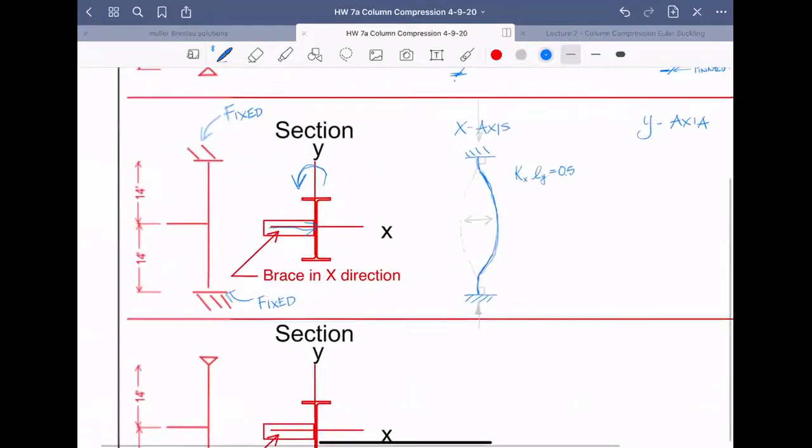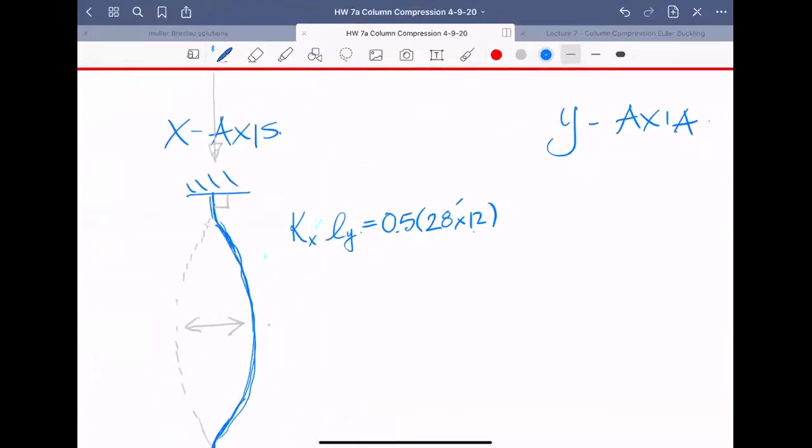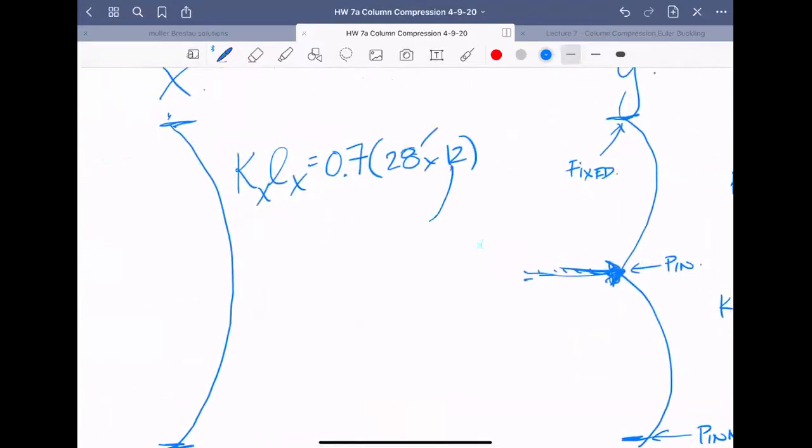And L, we said it was 28. And the reason why I do feet to inches, and I kind of throw that in there, is because if you were to solve the problem, like find out what the buckling stress is, find out the buckling, and so on, it's always in inches, not feet. So we always want to be able to write that.